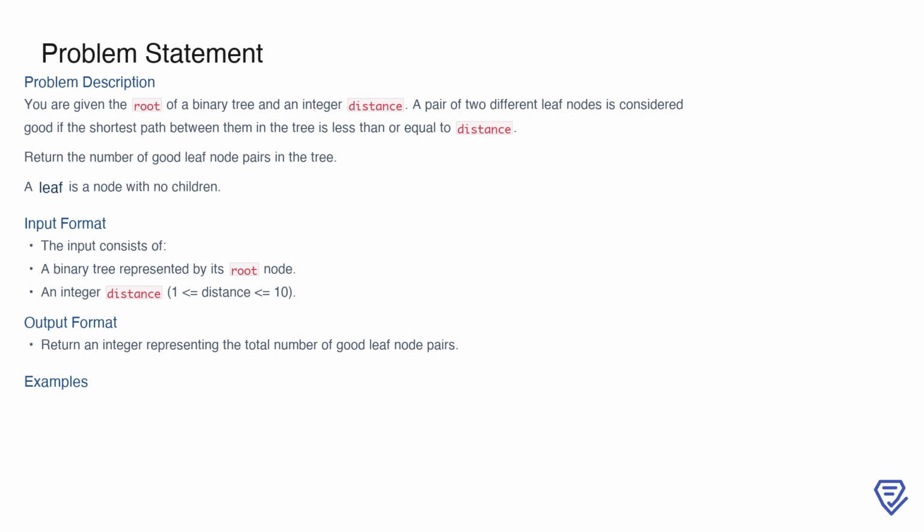Now, let's recall that a leaf node is a node without any children. For the input, we're given the root of the binary tree and the integer distance, where distance is guaranteed to be between 1 and 10. The output will be a single integer representing the number of good leaf node pairs in the tree.